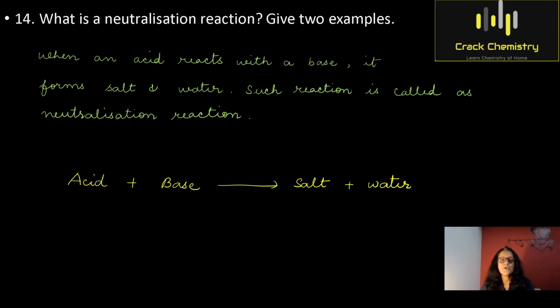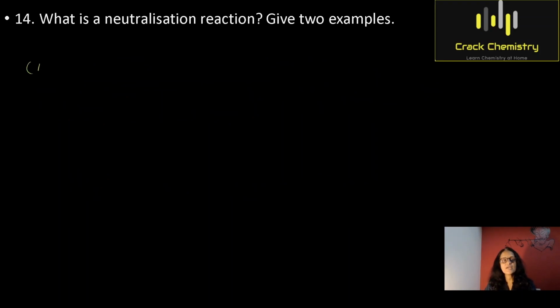Now they are asking you to write two examples of neutralization reaction. Students, as we have seen just now that the neutralization reaction is the reaction between an acid and a base. So we can write the reaction between any acid and a base. So in the first example, I'm writing the reaction between sodium hydroxide, which is a base, and hydrochloric acid, which is an acid. When sodium hydroxide and hydrochloric acid react together, neutralization reaction will take place. The products formed will be salt and water. Salt formed here is NaCl, its name is sodium chloride, and water is also formed. So this was the first example.